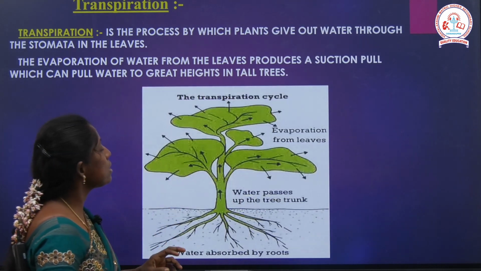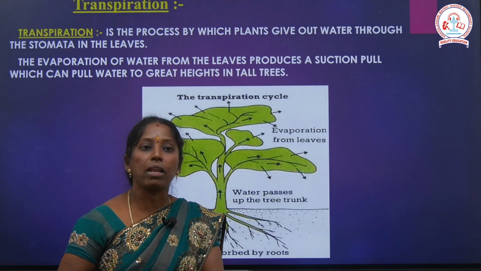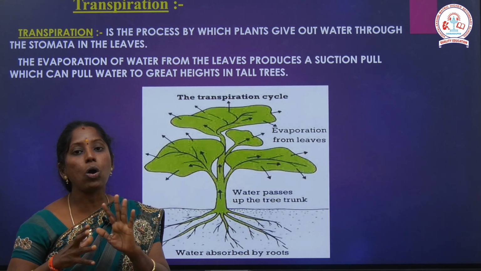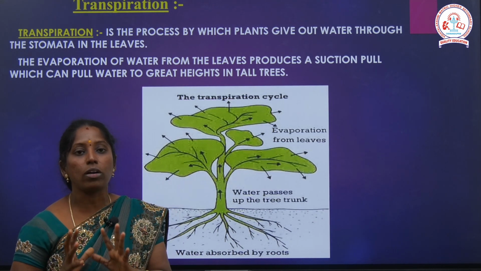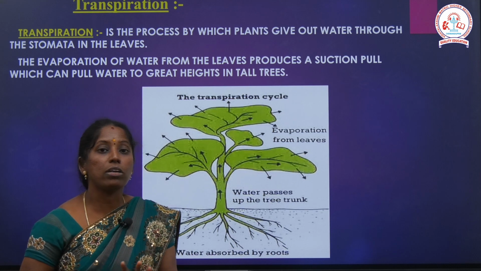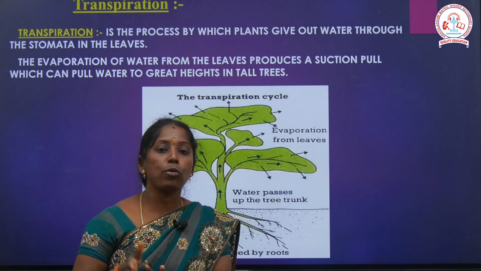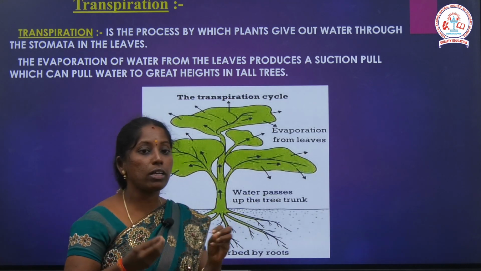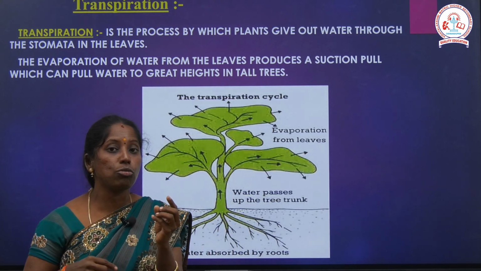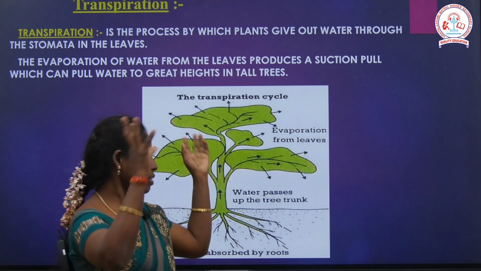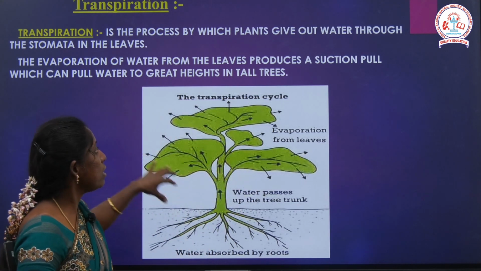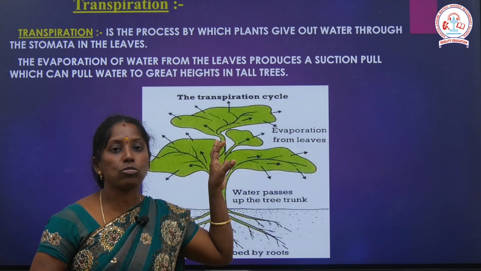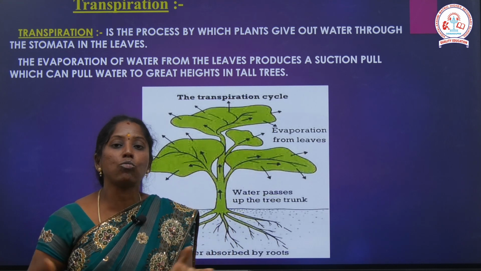So the next one is another important function in plants. What is that? Transpiration. We know that all plants need water to grow. While I am pouring the water, the root absorbs the water. Then the water is carried by which tissue? Xylem. It needs to carry water to all parts of the plant. So what happens when transpiration happens? It gives out excess water.